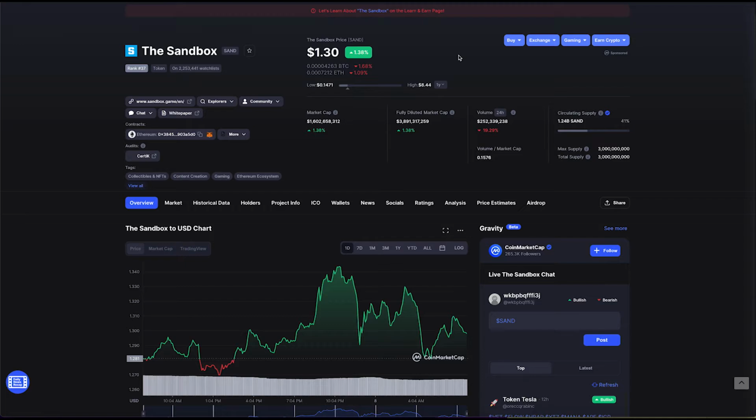Sandbox is currently ranked number 37 on CoinMarketCap. It has over 2 million people that are watching Sandbox price action, and we have circulating supply of Sandbox. We have 1.24 billion Sand. That represents 41% of the total and maximum supply, which is 3 billion tokens. We have a fully diluted market cap of $3.8 billion, and it has a 24-hour trading volume at the point of recording of this video of $250 million.